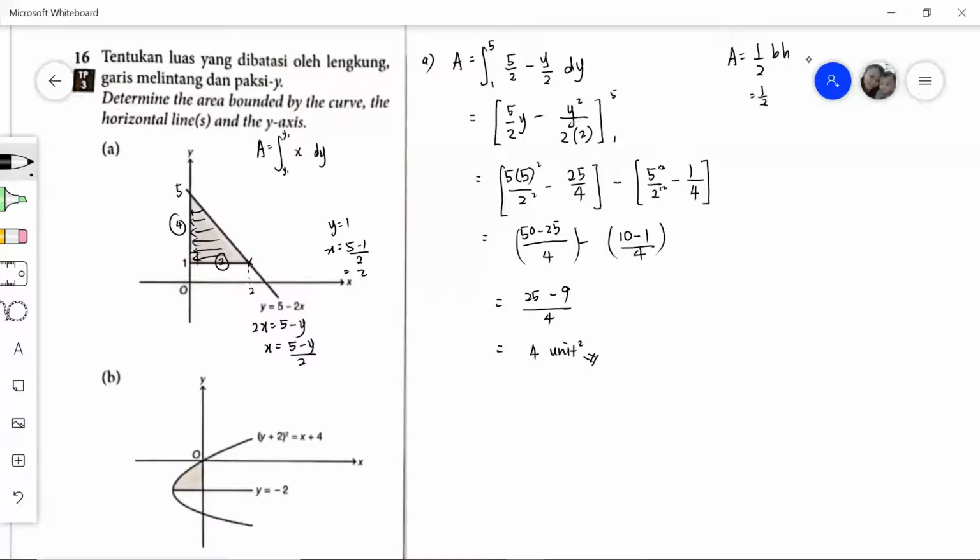Therefore, half times the base times the height. So we got 4 units squared. We got the same answer. Unless the question says we have to use the calculus method, otherwise, we can opt for the formula to find the area of the triangle. Okay, now let's move on to part B.